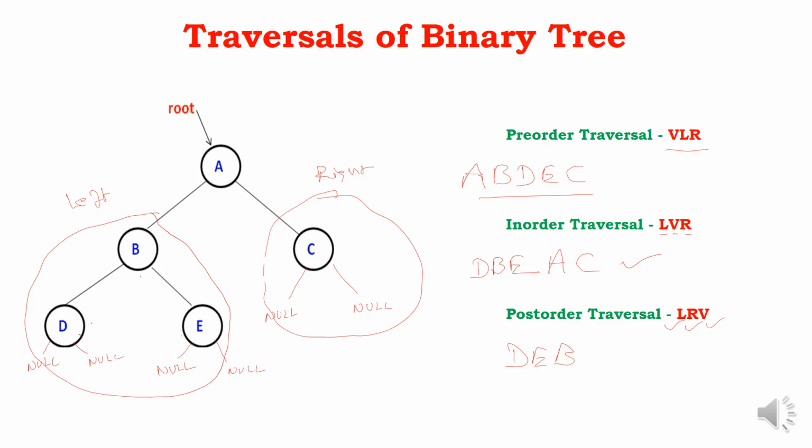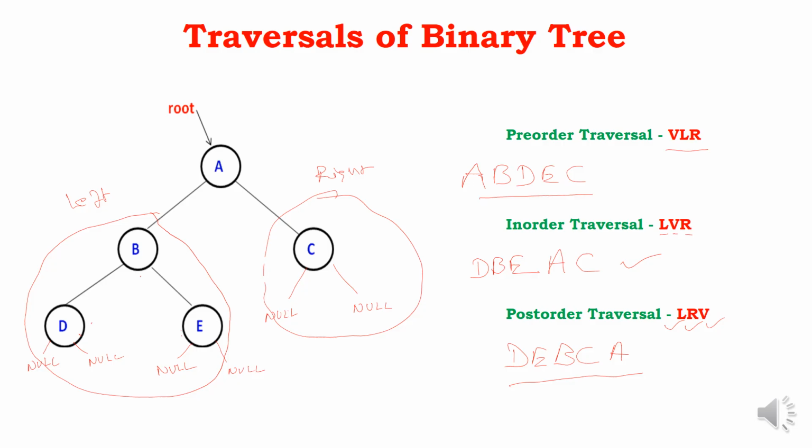Then right subtree. Traverse right subtree in post order. There is only one node. Left is null, right is null. So that node will be displayed. Then left is over, right is over. Then root node A. D, E, B, C, A is the post order traversal.